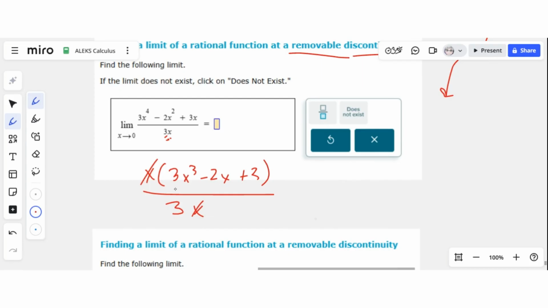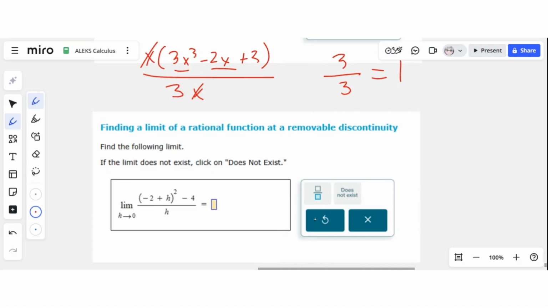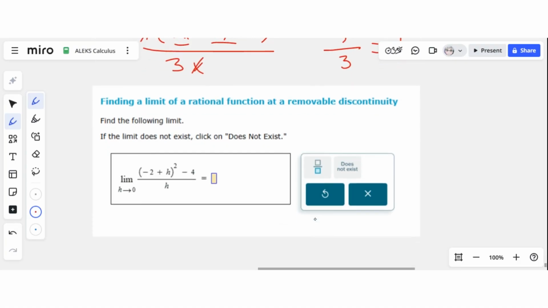So I'm going to do that. This becomes 0, this becomes 0. I get a 3 on the top and a 3 on the bottom. 3 over 3 is 1. So the limit of this function as x approaches 0 is 1, even though the function itself is not defined there. Factoring is definitely a good thing to look for. Sometimes other strategies are required.